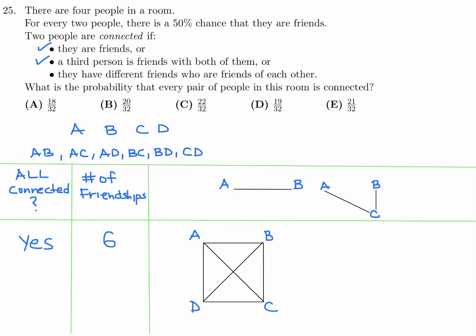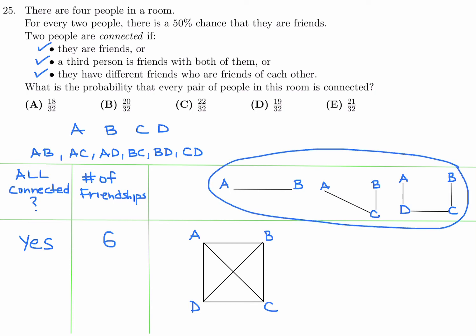The third scenario, they have different friends who are friends of each other. Okay, what does that look like in a diagram? Well, let's draw it. Here's A, B, C, and D. It looks like the following. A and B are not friends, but A is friends with D. B is friends with C, but D and C are friends. Okay, that takes care of the third guy. So anything that looks like that means that A and B are connected.